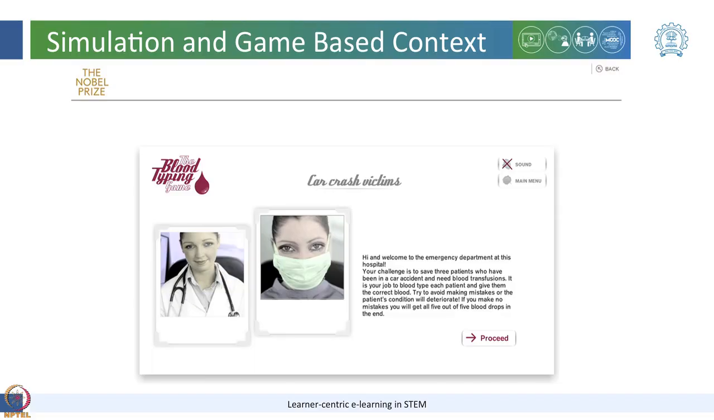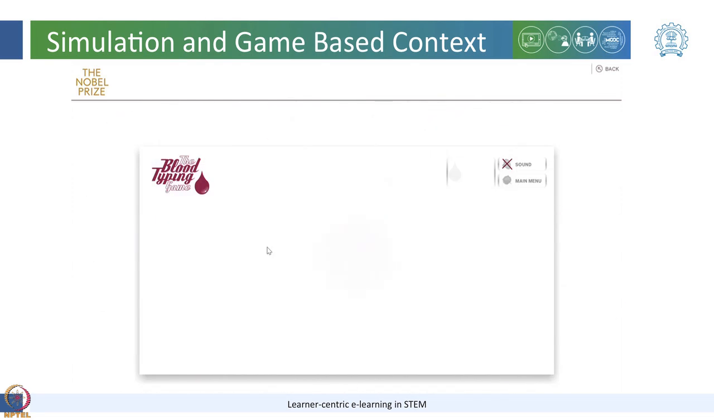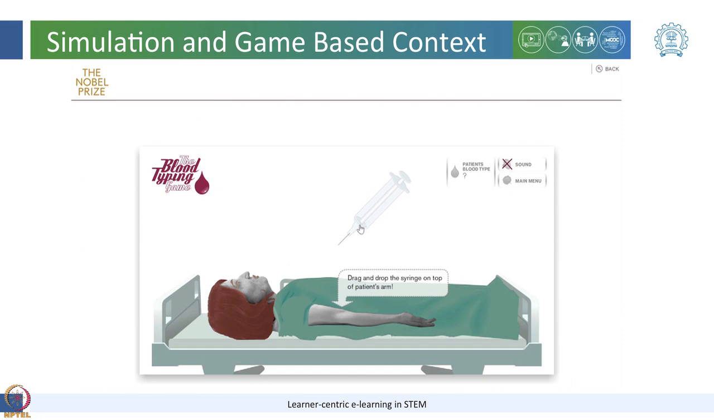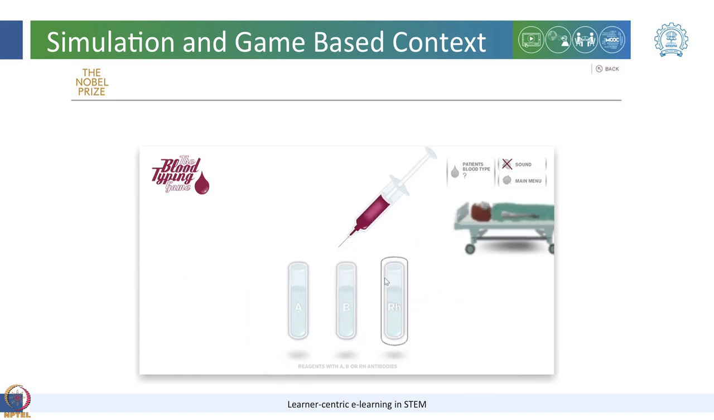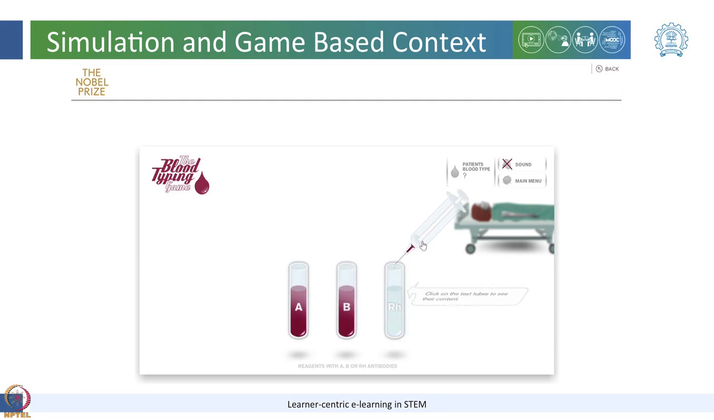In the example shown, what we see is a blood typing game developed by the Nobel Media to help lay people understand the details of work that has got Nobel Prizes. This particular game involves a scenario which is in an emergency department in a hospital where car crash victims have come. The player of a game, that is our learner, is a doctor, and she or he has to identify the blood type of a patient so that the correct type of blood can be given during the transfusion.